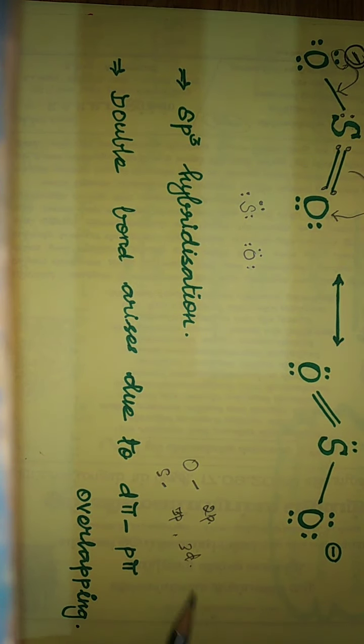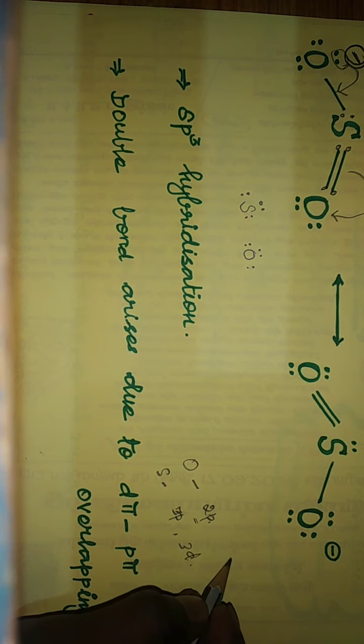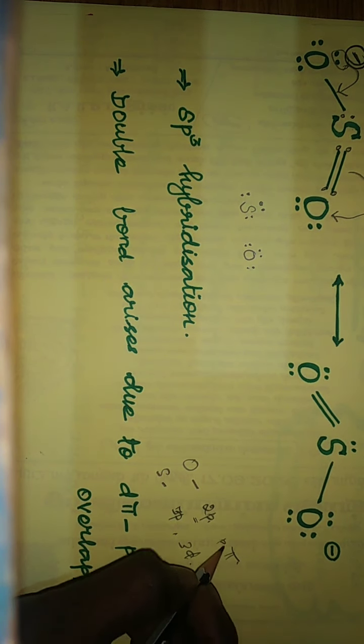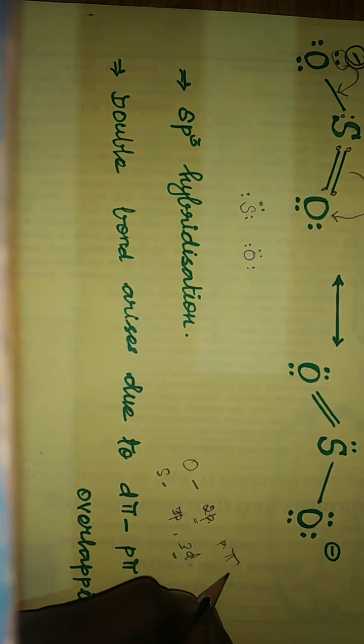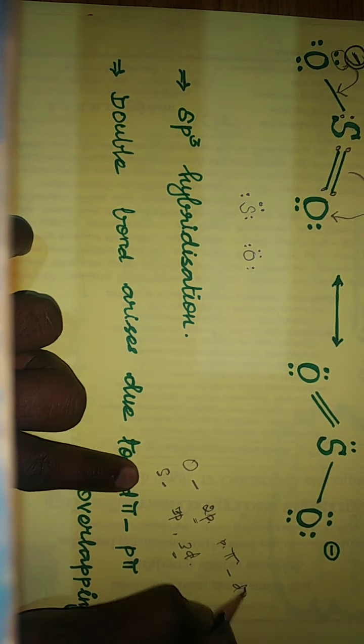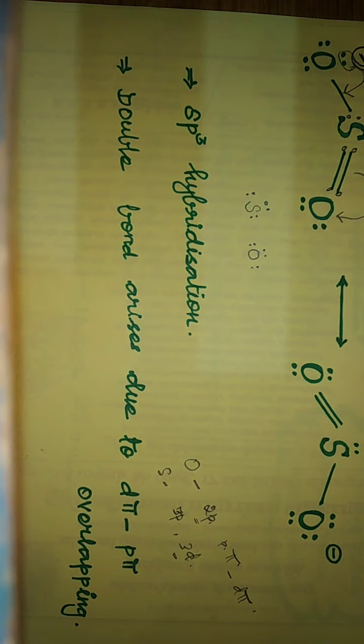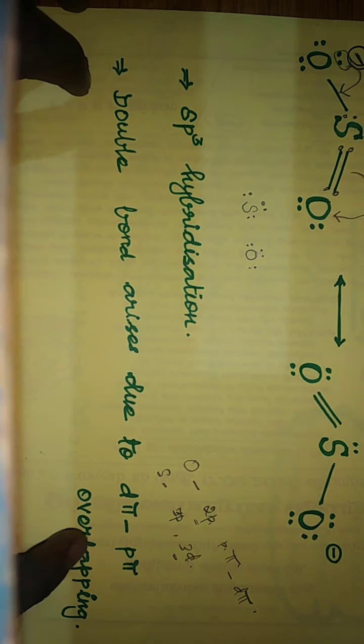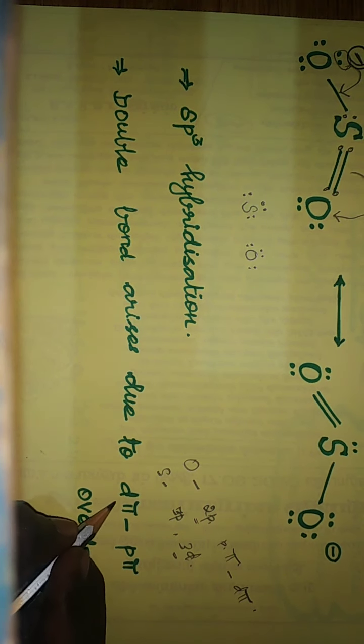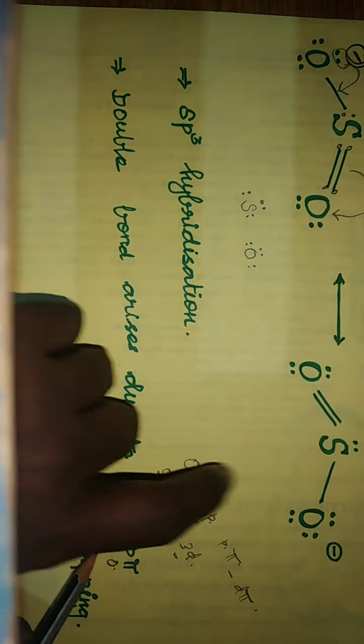So there is an overlap between the pi orbital of this oxygen, that is the p pi orbital, and the pi orbital of this sulfur, that is the d pi orbital. Due to the overlapping of dπ-pπ orbitals of sulfur and oxygen atoms, this double bond comes in the sulfur dioxide molecule. So with this the concept of sulfur dioxide is over. Go through the video and learn well.